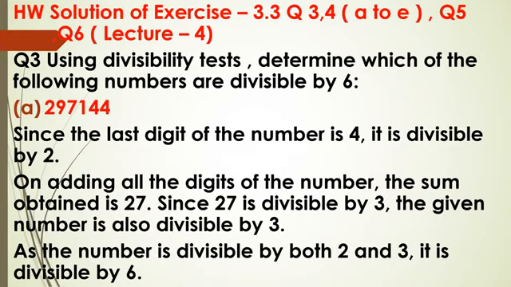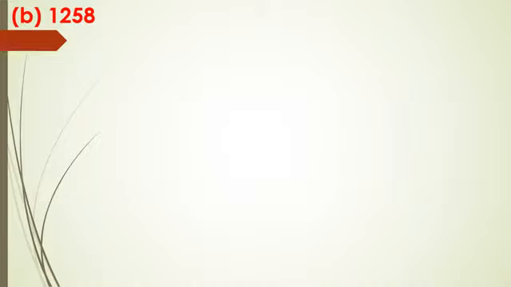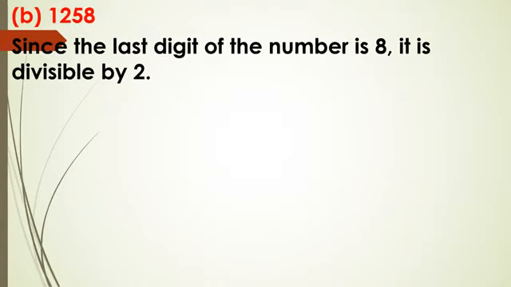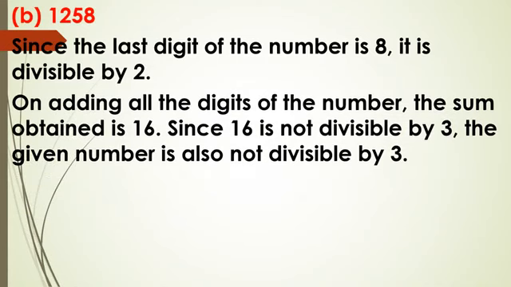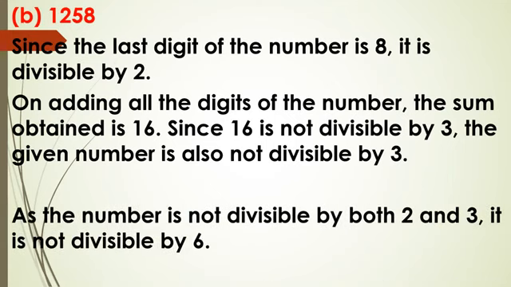Now see its B part. 1258. Since the last digit of the number is 8, it is divisible by 2. And as it is divisible by 2, now we will check by 3. For 3 we will add all the digits. 1 plus 2 plus 5 plus 8, which is equal to 16. Since 16 is not divisible by 3, the number is also not divisible by 3.